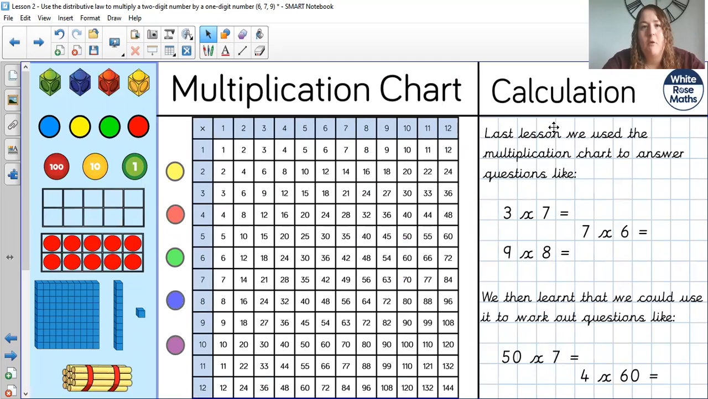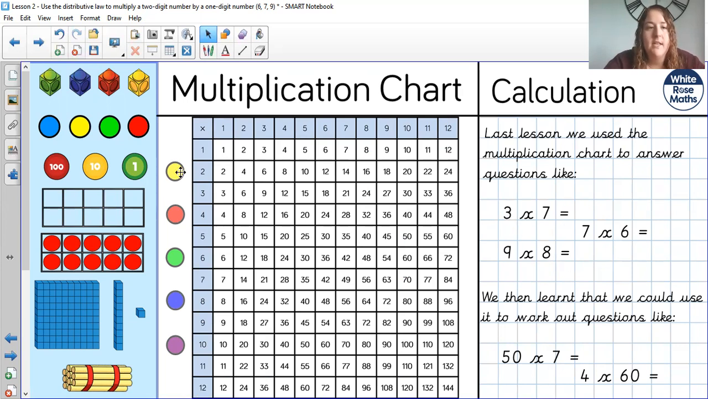Let's have a look again at this multiplication chart that we looked at yesterday. So we looked at it to answer questions like 3 times 7, 7 times 6, and 9 times 8. And we then learned how we could use it to work out questions like 50 times 7 or 4 times 60. So what are the answers to those questions? How could we work them out? Again, if you want to pause the video and have a go here yourself, you're more than welcome to. If not, let's see if you work out the same answers as I do.